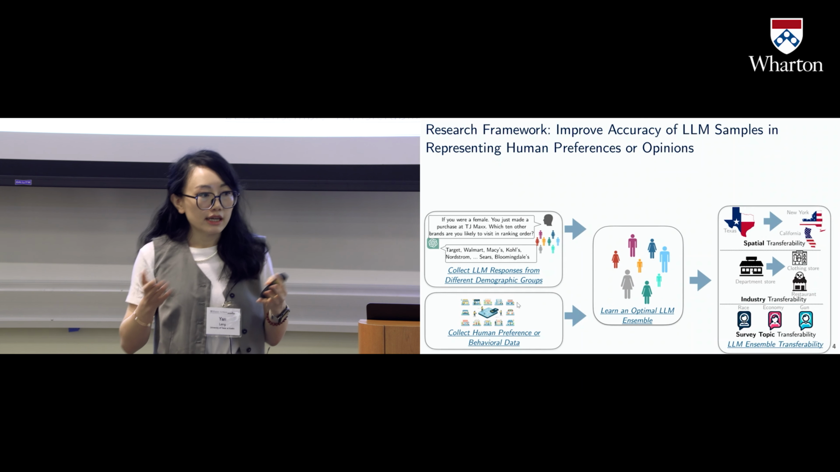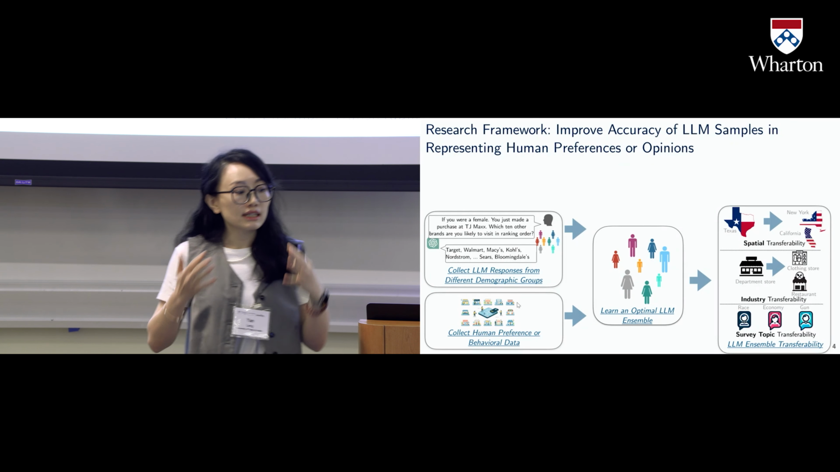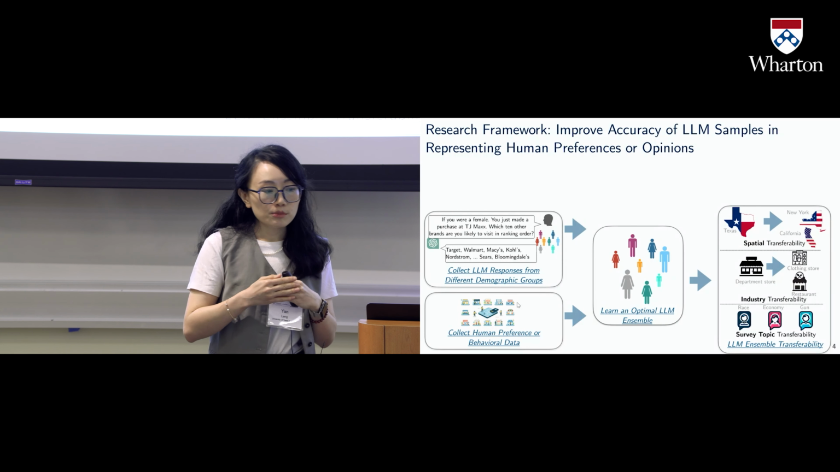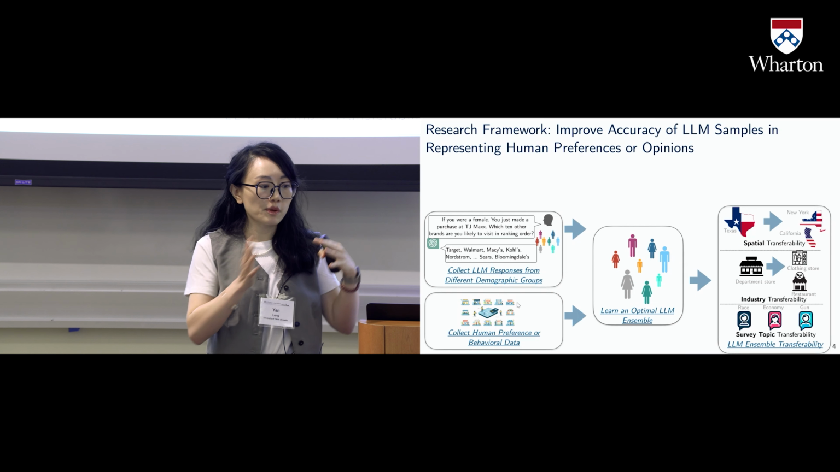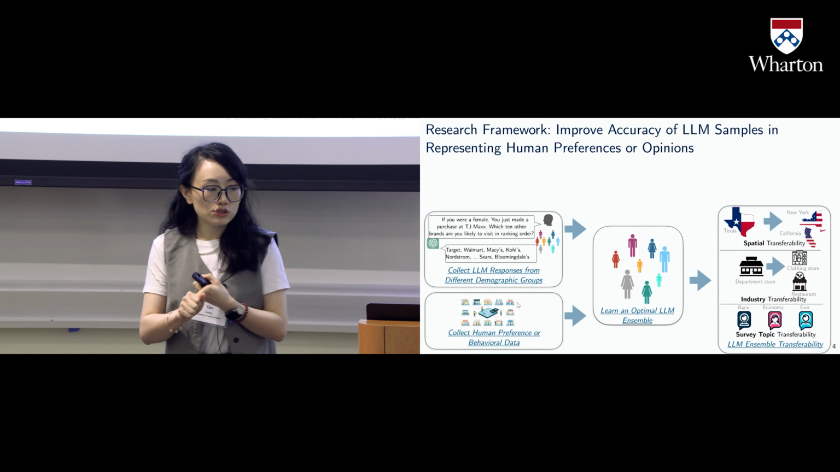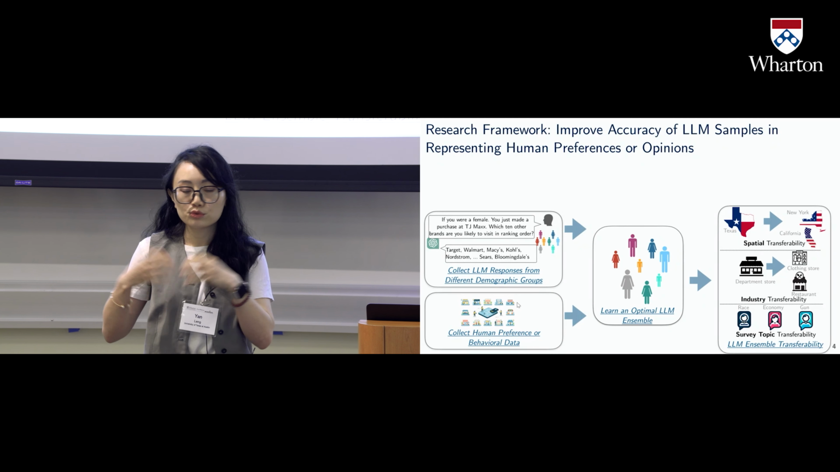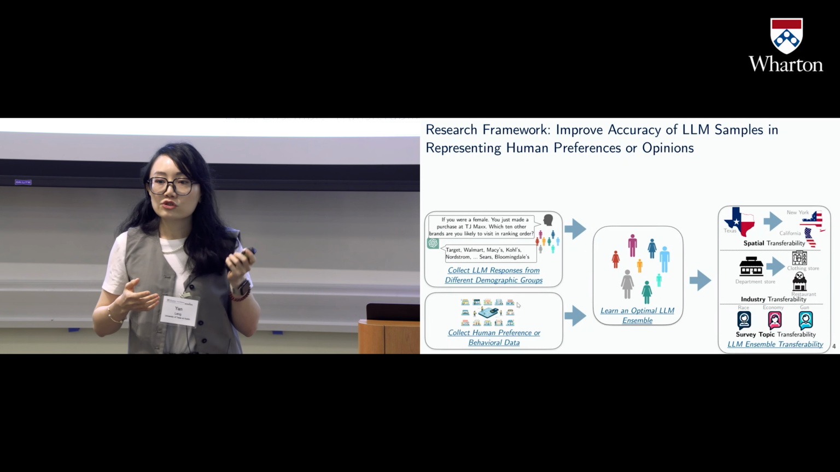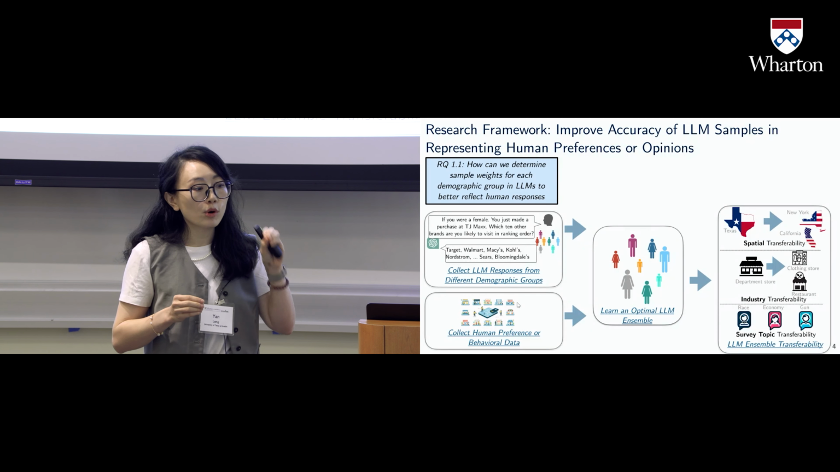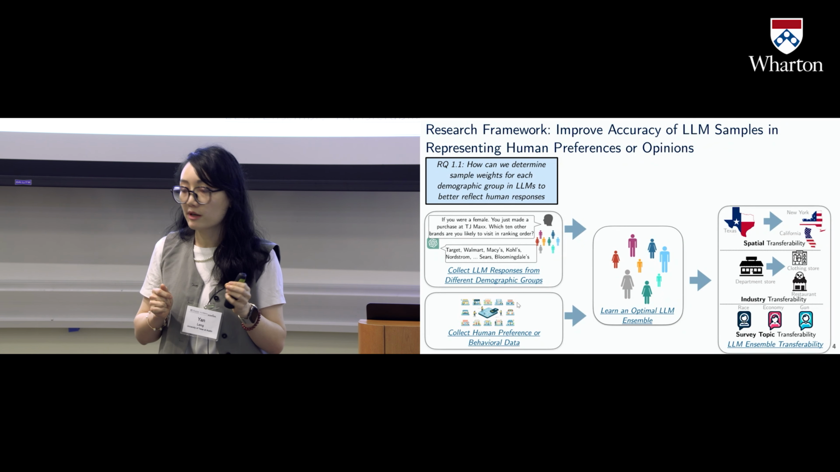For a particular application or sample collection task of interest to researchers or practitioners, we need to collect LLM responses from different demographic groups. At the same time, we need to collect human preferences and behavioral data that match the same application. This human data is used for two purposes. Partly it's used to better align LLMs with human responses, and partly it is used for evaluation. Our goal is to learn an optimal ensemble of LLMs, which involves learning the sample weight for each demographic group of LLMs so that they can better reflect human responses.